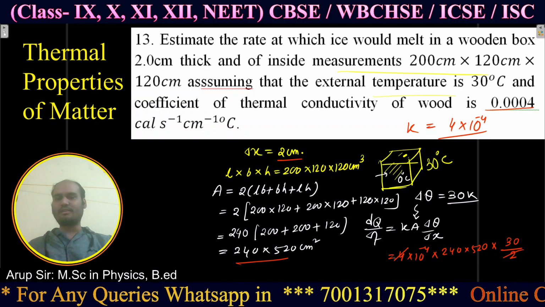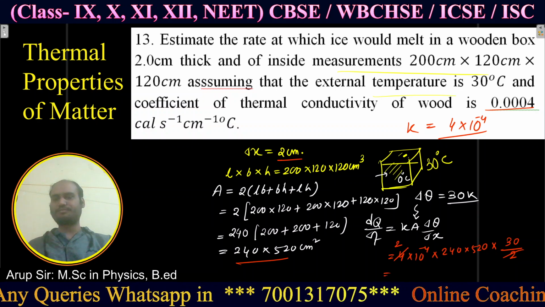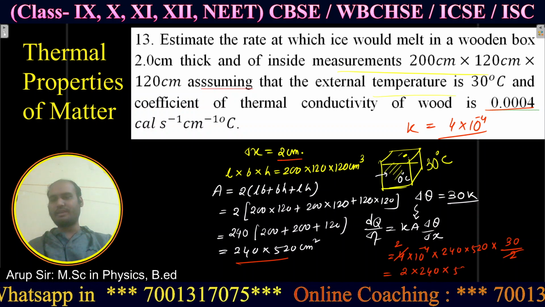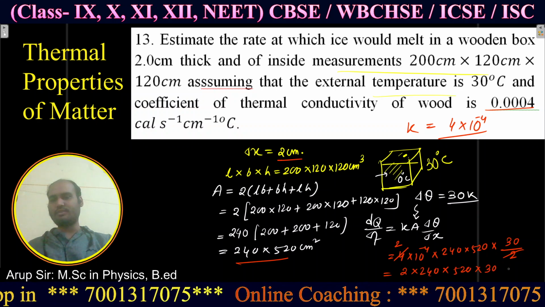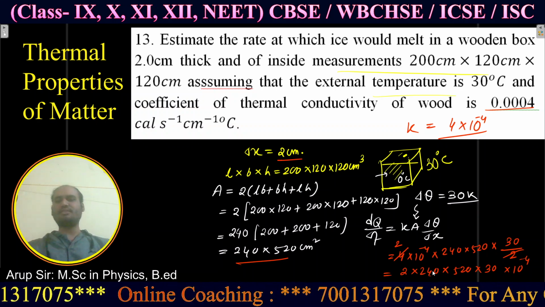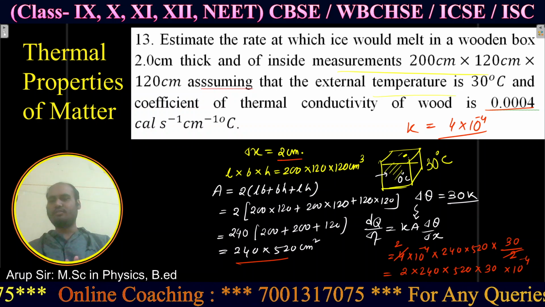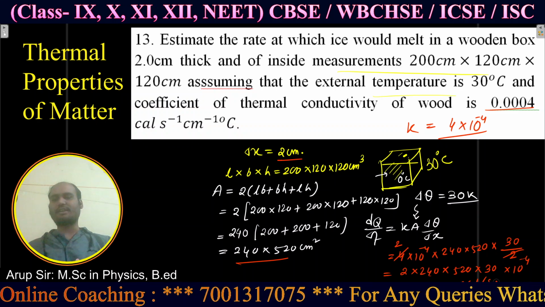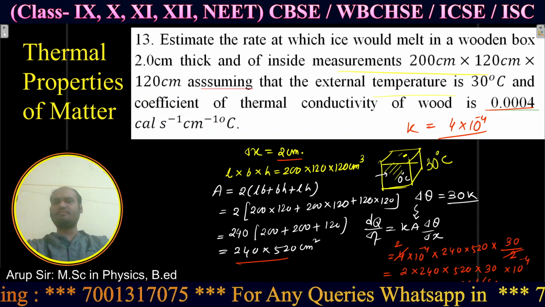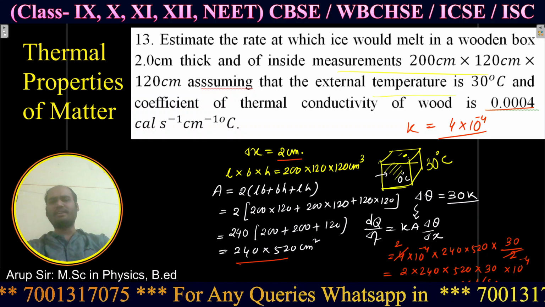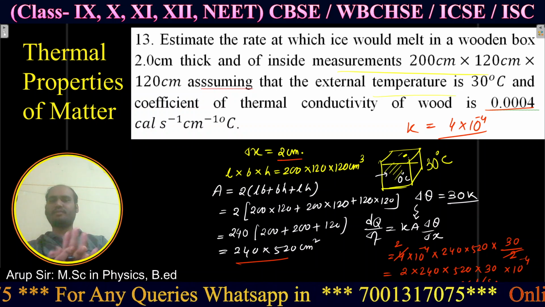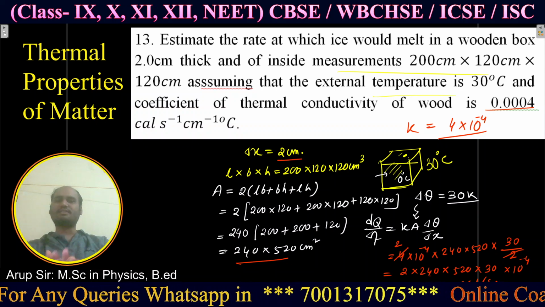So here it is 2. Now if you multiply, then it is 240 into 520 into 30 into 4 into 10 to the power minus 4, divided by 2. Just calculate it, because I am not going into the calculation. You can do it, and the answer will be in calorie per second. Why calorie per second? Because in the CGS unit I am using calorie for heat, and second for finding the rate. This is the main matter.